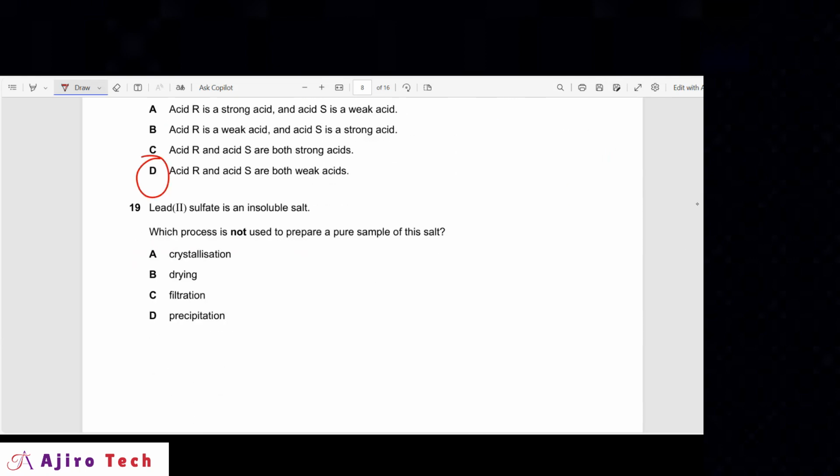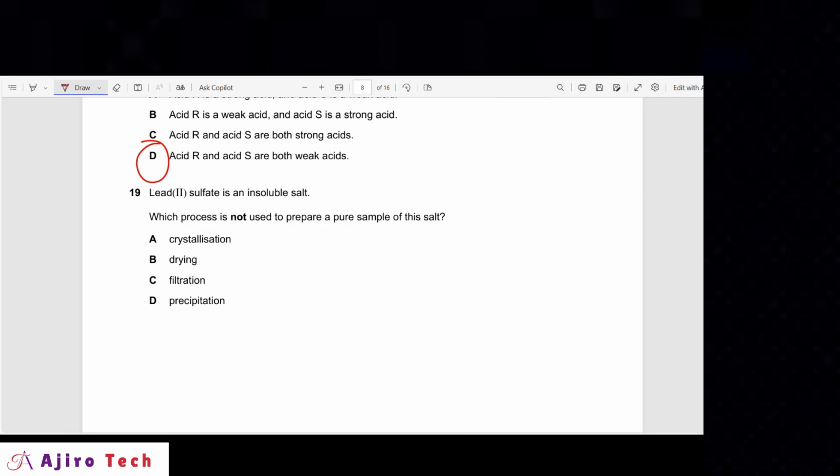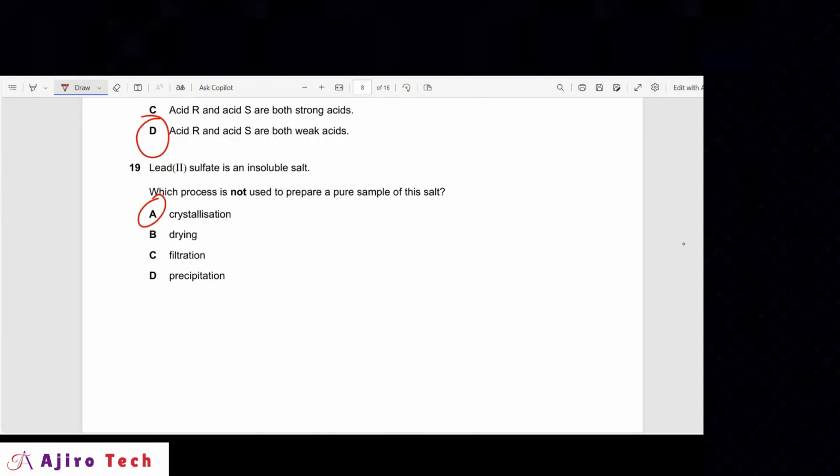The sulfate is an insoluble salt. Which process is not used to prepare a pure sample of this salt? Okay, we can't use crystallization because it's an insoluble salt, so that's straightforward.